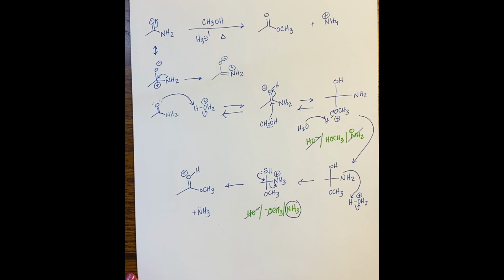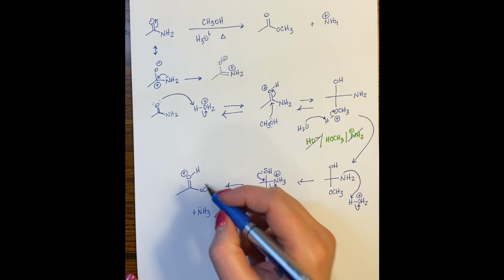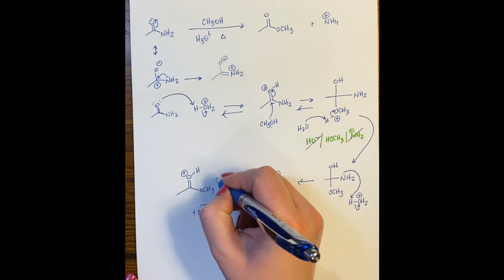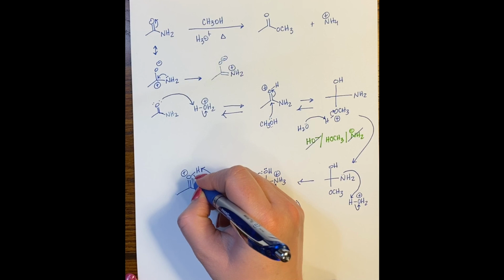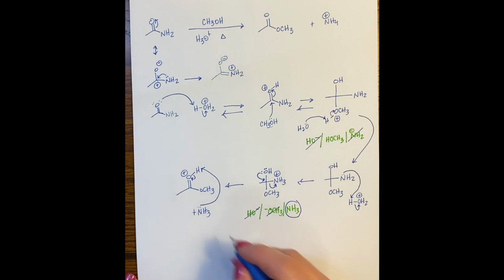And so now the only difference between this intermediate and my final product is that I need a base to come along and remove this proton. Remember that amines are good bases. They're going to be the best base you have in this reaction, so it's highly likely that that amine is going to remove the proton from that oxygen and give us our final products. Our final products are going to be the methyl ester and the ammonium ion.